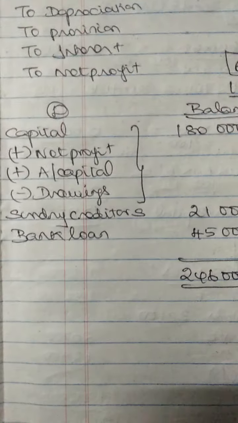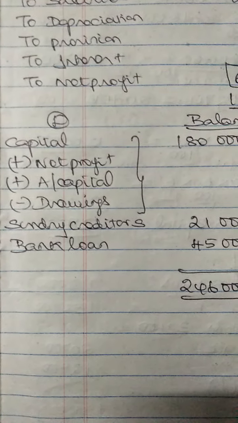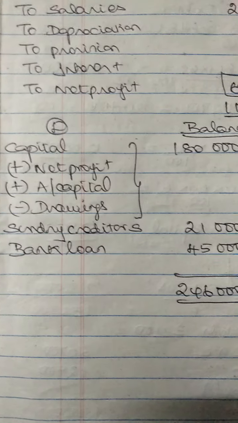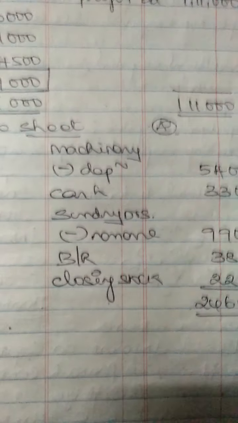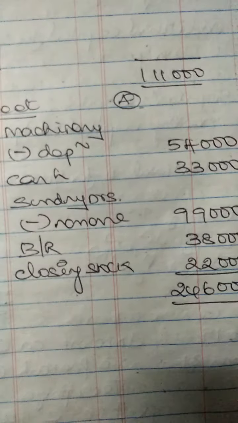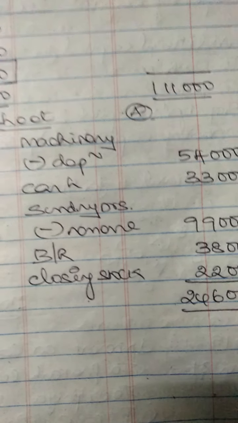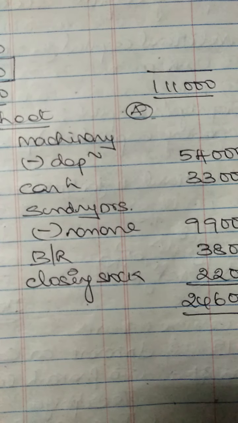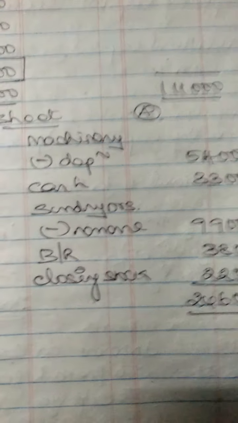Then the last step is the balance sheet: capital plus net profit plus additional capital minus drawings, sundry creditors, bank loan. Here machinery minus depreciation, sundry debtors minus reserve, cash, bills receivable and lastly closing stock. So the balance sheet is tallied at 2,46,000.